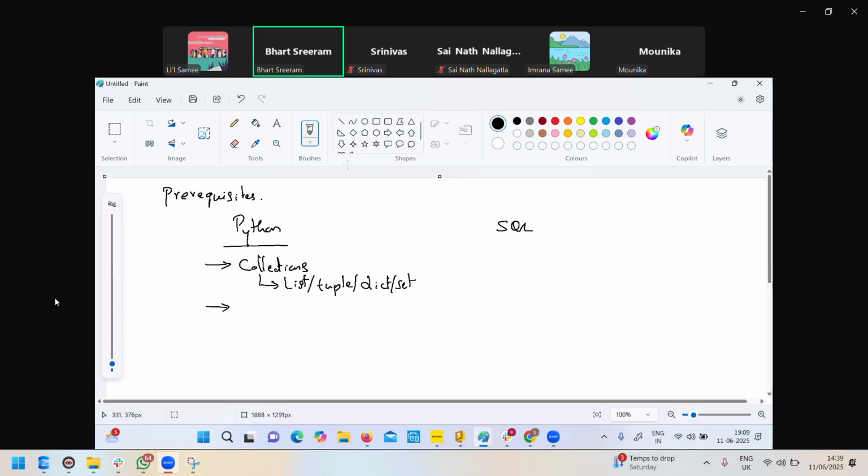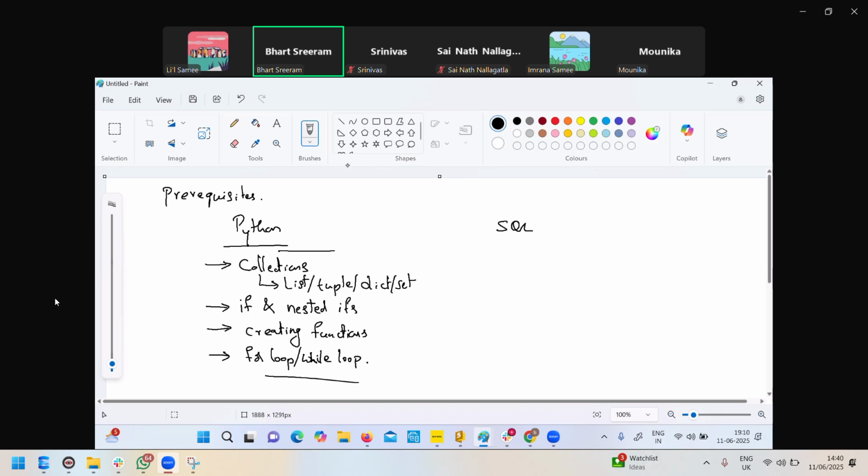Additionally, I want you to know the if statement and nested if statement, and creating functions, and for loop, while loop. If you know these things, you can understand all my PySpark coding.